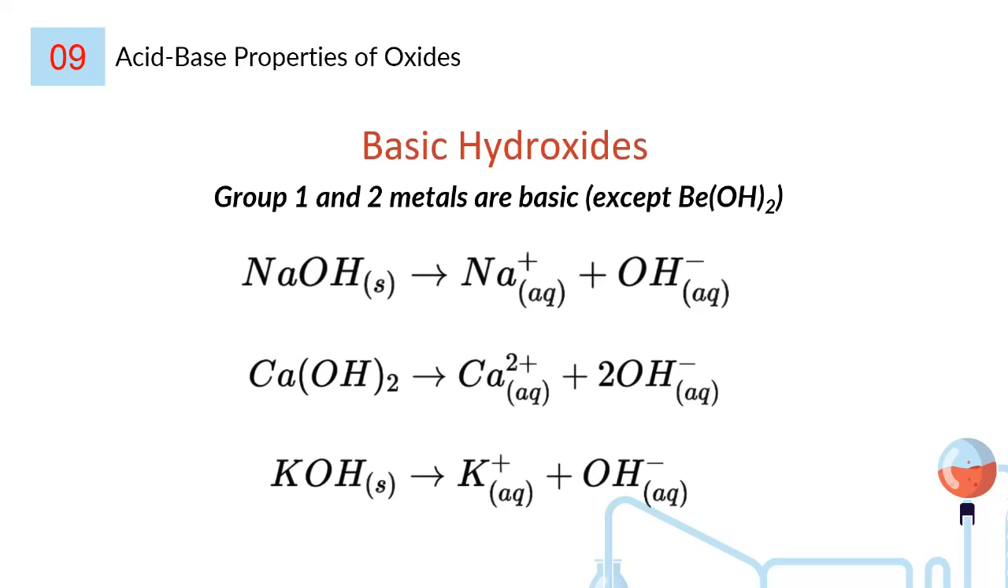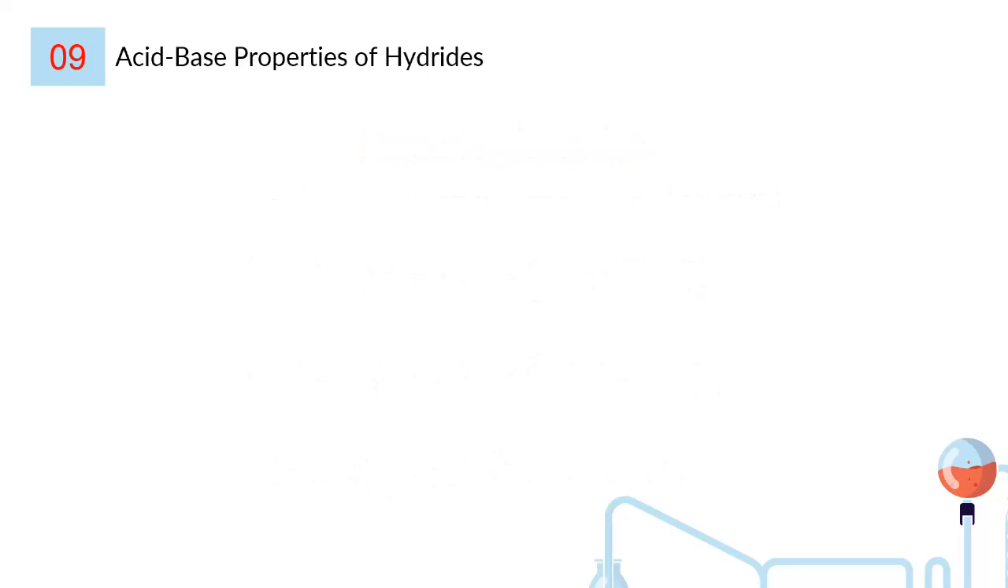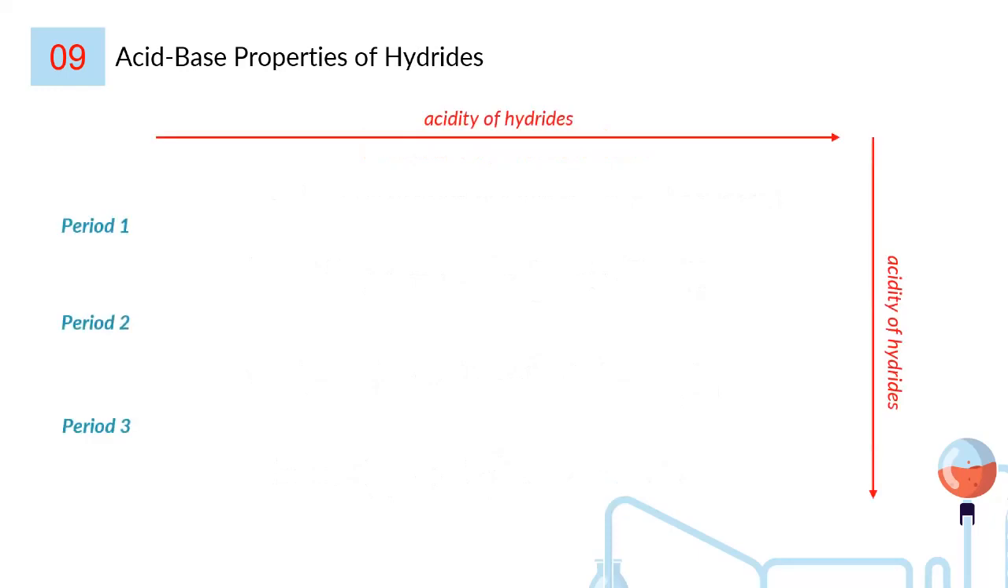These are just a few examples of basic hydroxides, and various other metal hydroxides such as magnesium hydroxide and barium hydroxide and many others also exhibit basic properties when dissolved in water. Now let's explore the acidity of hydrides, which are compounds composed of two atoms, one of which is a hydrogen atom. In general, the acidity of hydrides increases from left to right across the periodic table and also increases as we move down a group.